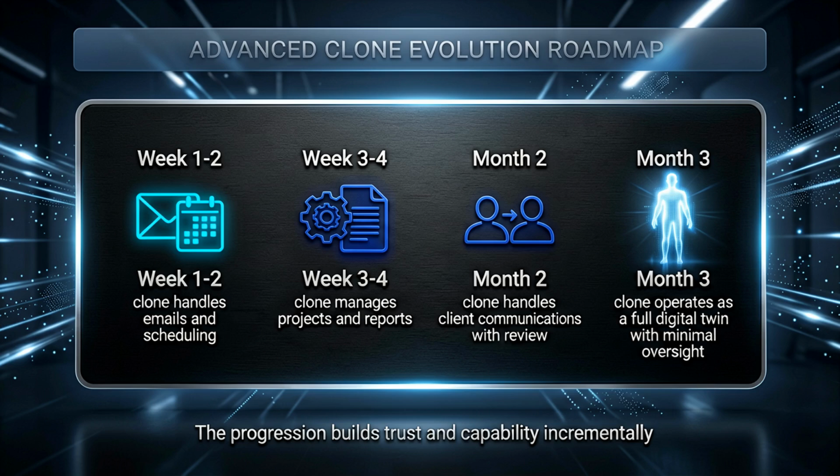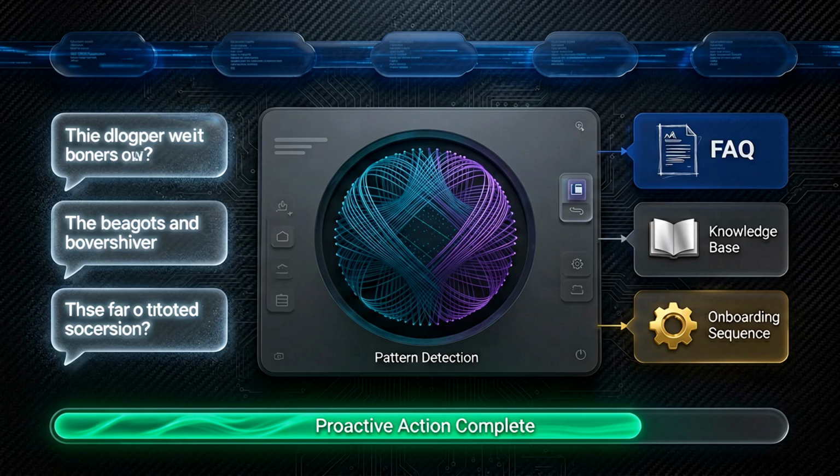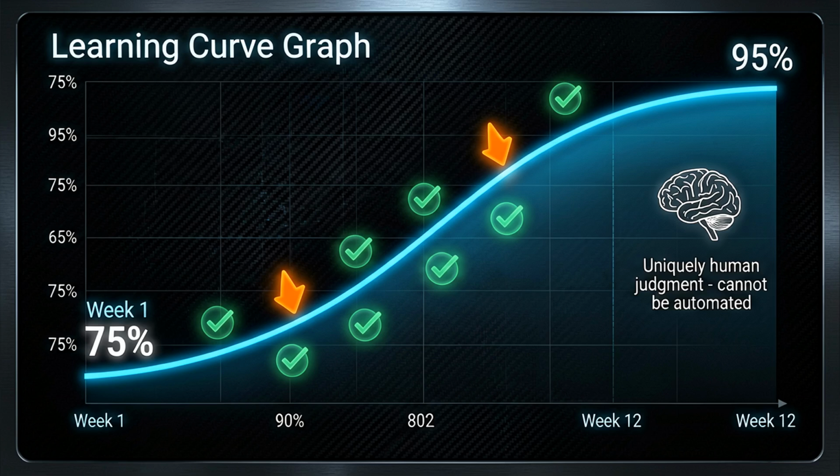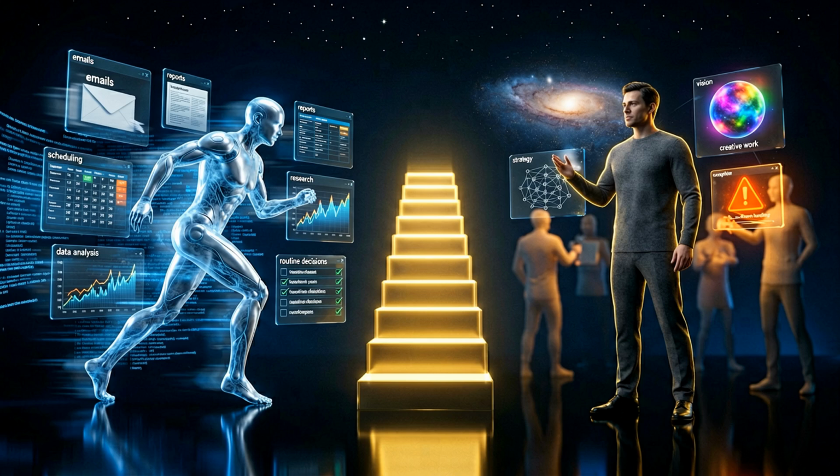Now the advanced version. For those who want to go further, let me show you what is possible after 90 days. Your clone begins to anticipate needs. It notices a pattern in client questions and proactively drafts an FAQ document. It learns your preferences, which meetings you always decline, which people you always respond to immediately. It becomes more you over time. Every correction you make teaches it. Every approval reinforces it. After 90 days, your clone handles 85% of your job. You handle the 15% that requires your unique genius.